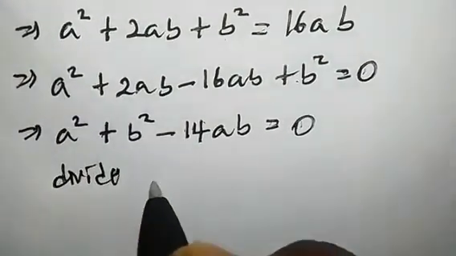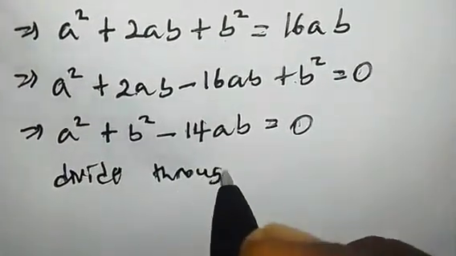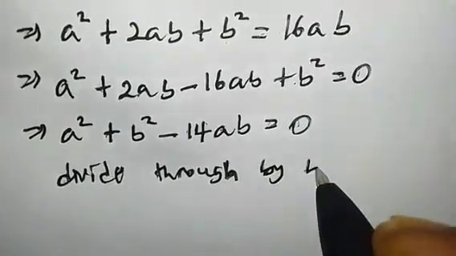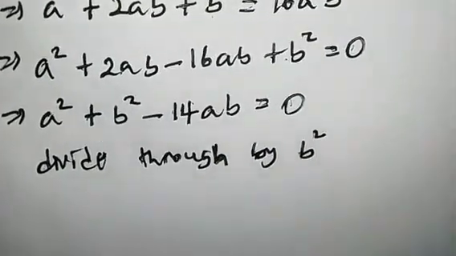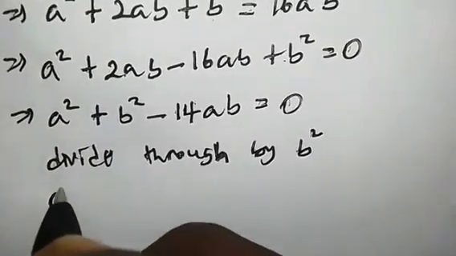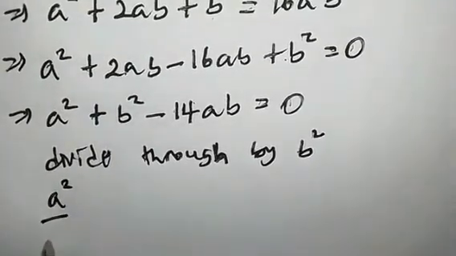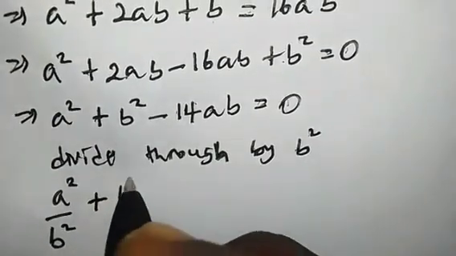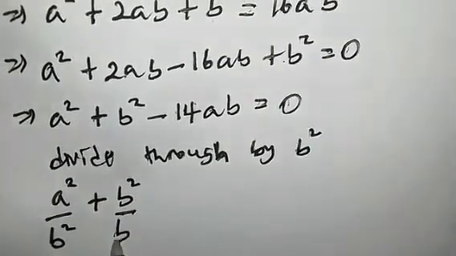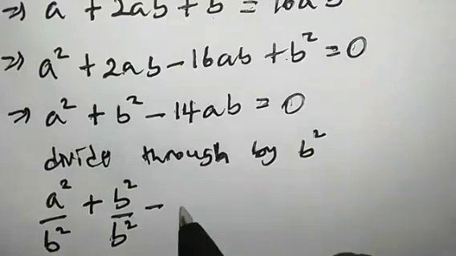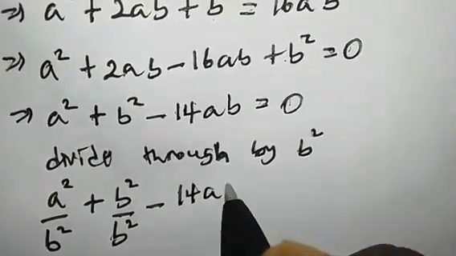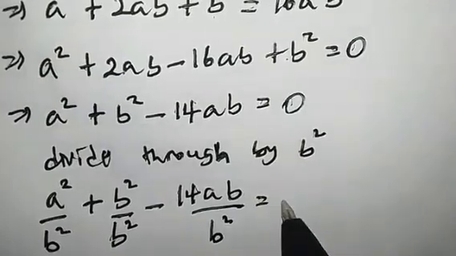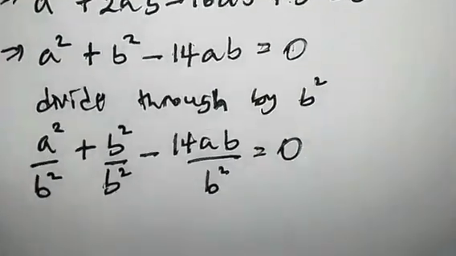At this stage, let us divide through by b square. If we do that, we have a square divided by b square plus b square divided by b square minus 14ab divided by b square equal to 0. Let's proceed further.